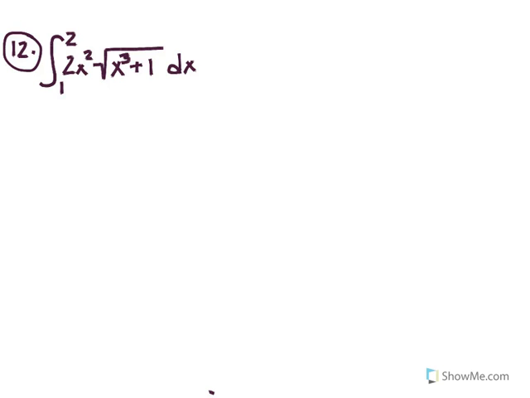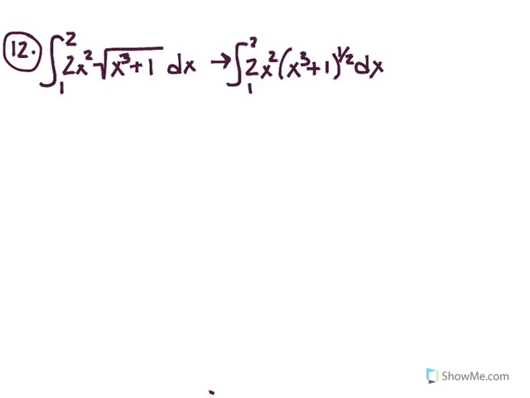All right, here we go. So this time we also have a definite integral from 1 to 2 of 2x squared times the square root of x cubed plus 1 dx. Now again, since we've got a square root, I'm going to rewrite it. This is from 1 to 2, 2x squared, and then this part becomes x cubed plus 1 to the 1/2 power dx.